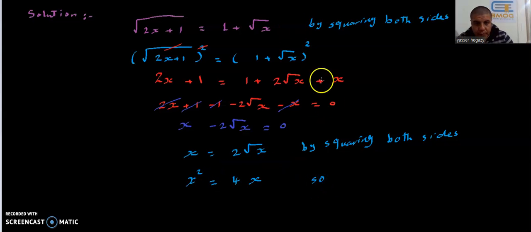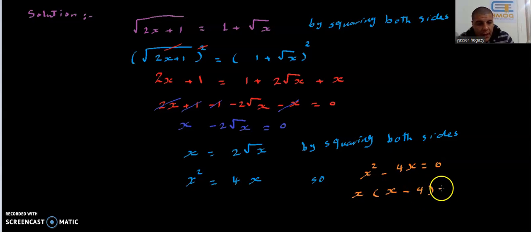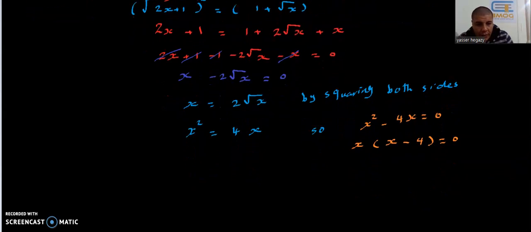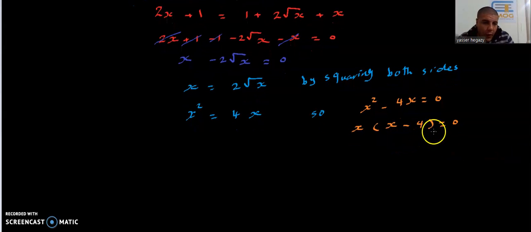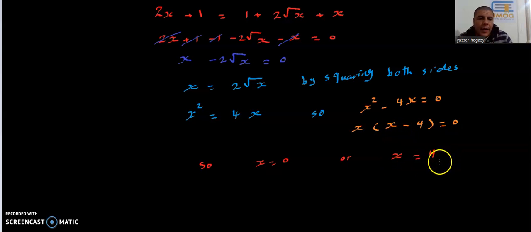So x to the power 2 minus 4x is equal to 0. Here take x as a common factor and factorize. X to the power 2 divided by x will be x, minus 4x divided by x will be 4, equal to 0. Now we have x multiplied by x minus 4 equals 0, so x is equal to 0 or x is equal to 4. Take the first, x equals 0, or take the second, x equals 4.